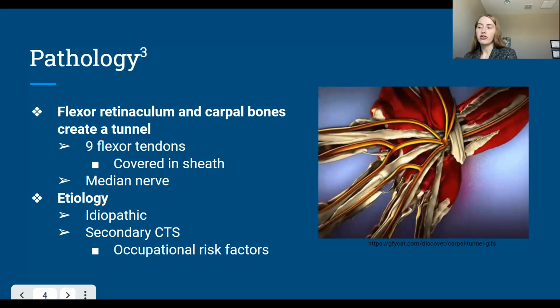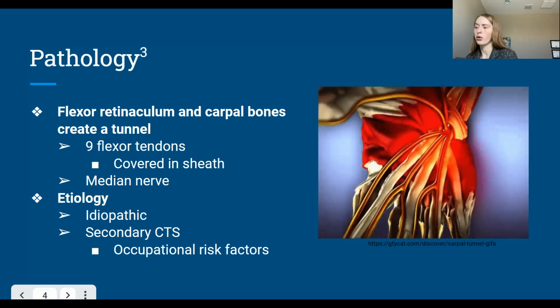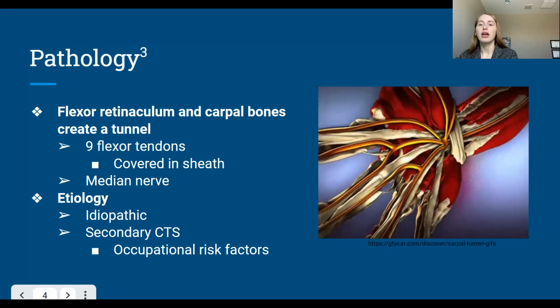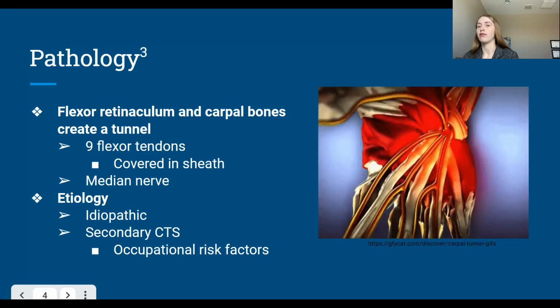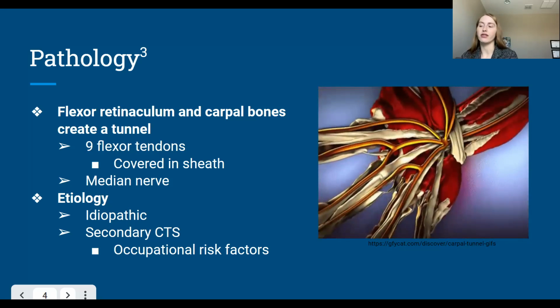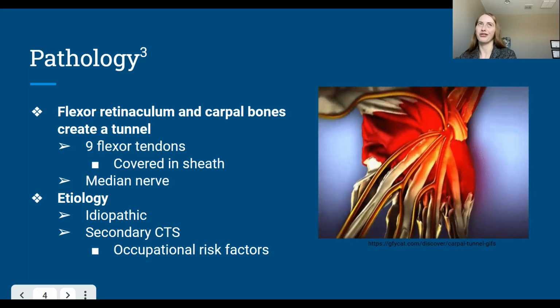There are also occupational risk factors. Jobs that require repetitive tasks, force, posture, and vibration are going to put someone at higher risk. And then also carpal tunnel syndrome in diabetic patients may stem from internal factors that are going to cause nerve damage, like hyperglycemia and deficiency of neurotropic factors such as nerve growth factor.